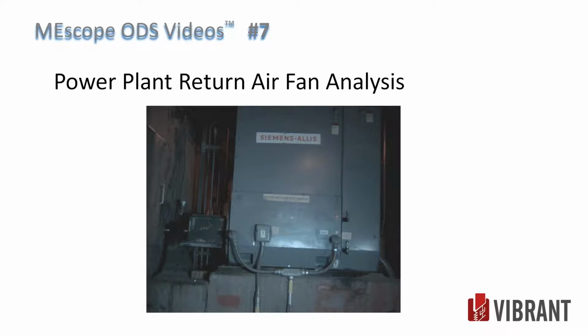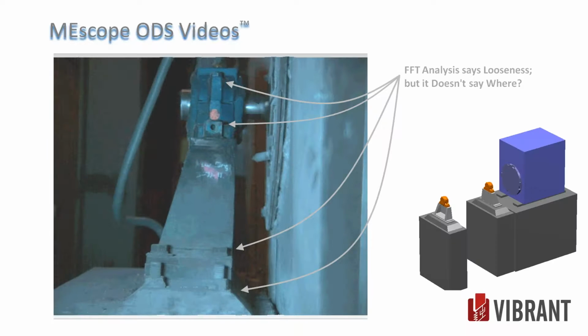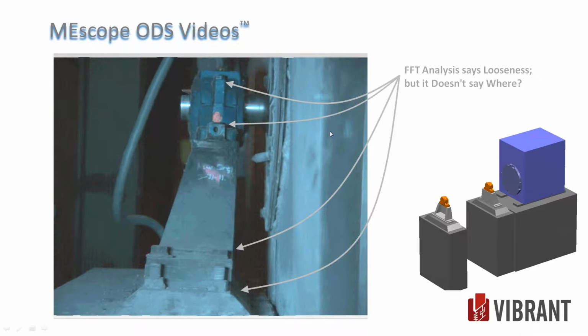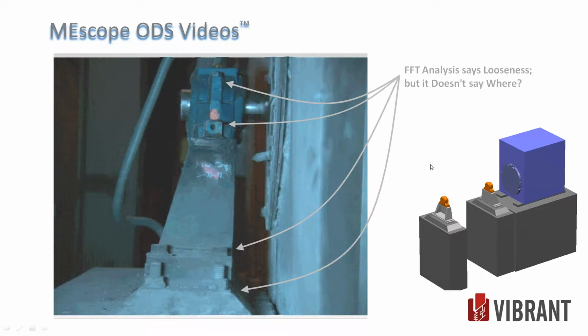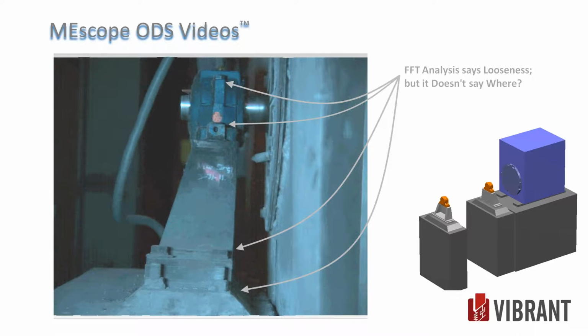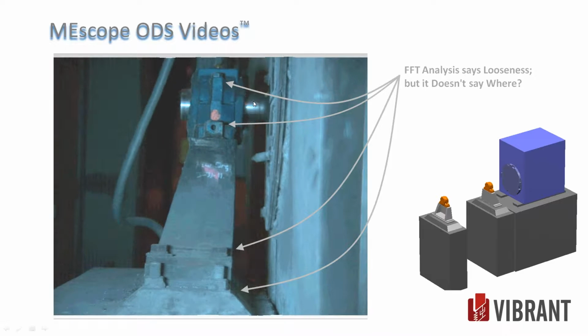This is number 7 on the list, a power plant return air fan. And it was a direct coupled fan, center hung on 2 bearing pedestals, driven by an electric motor, AC induction motor, 1800 RPM. And the data, I should have thrown the data in here, but it was a whole series of harmonics, 1 through, I think, 7 or 8 times running speed, indicating a looseness condition. And they had lots of problems with looseness.